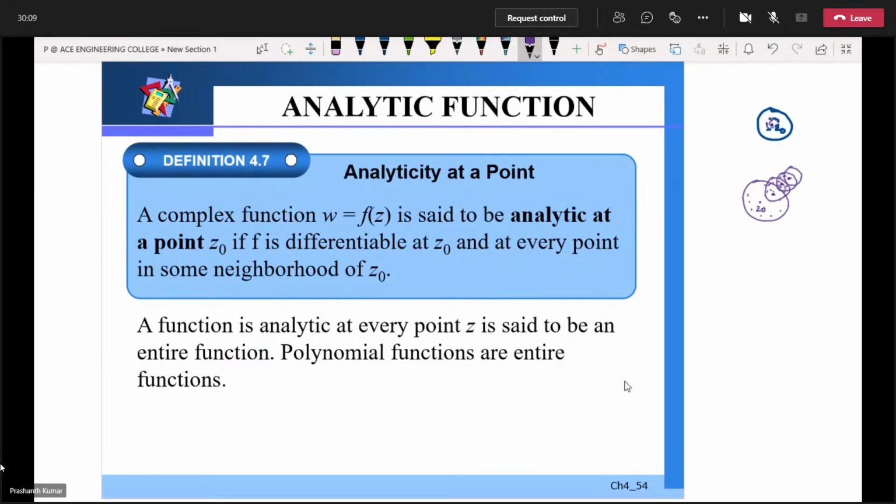So in this way, if you take the whole neighborhood like this, this point, this point, this point, everywhere the function is analytic, then we call it an entire function.